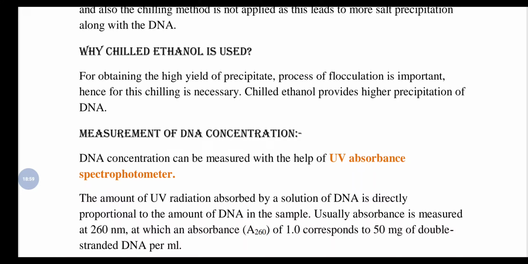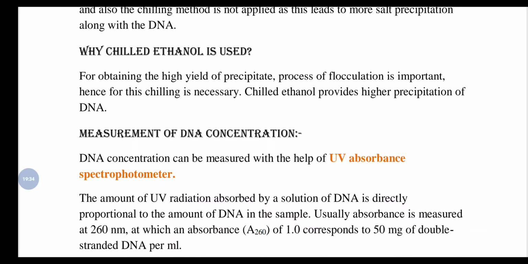Okay. Now why do we use chilled ethanol? Because flocculation is very important. If flocculation occurs, we'll get a higher yield of precipitation. So for obtaining a high yield of precipitate, the process of flocculation is important. Hence chilling is necessary. That is why we use chilled ethanol. So chilled ethanol provides you with higher precipitation of the DNA, a higher yielded precipitate.